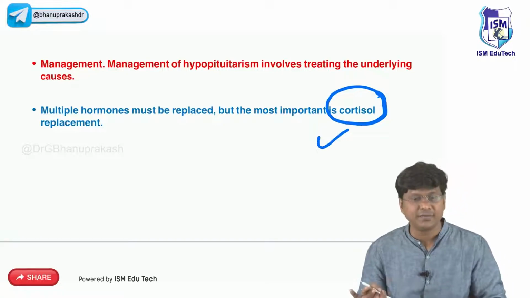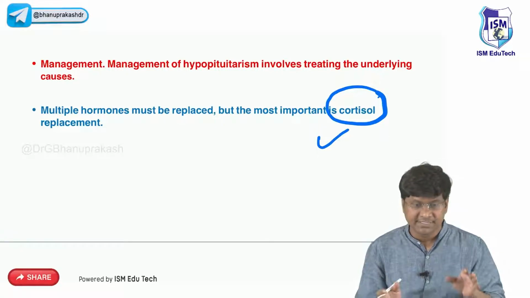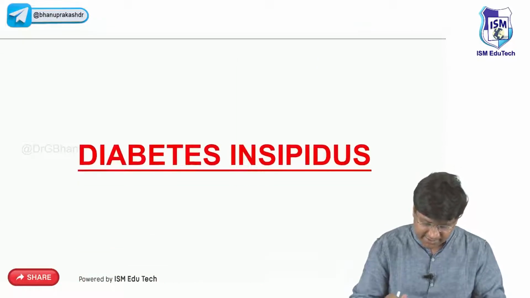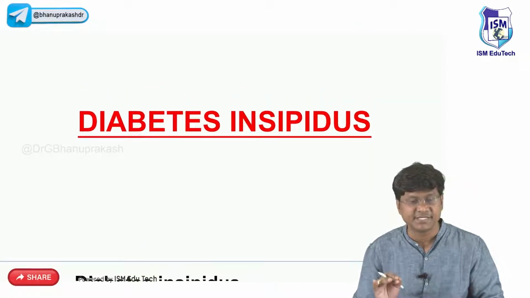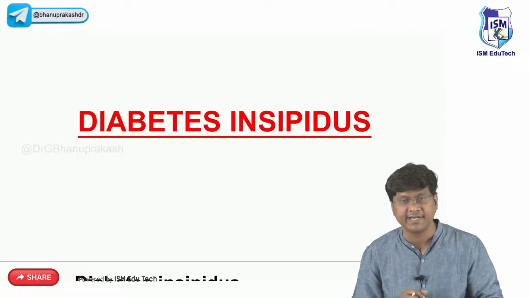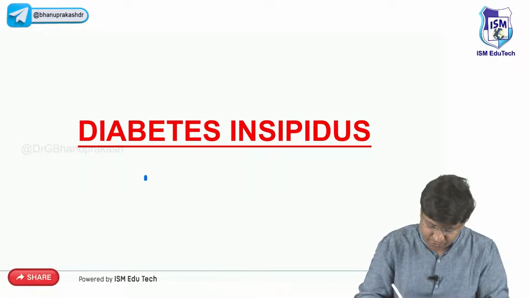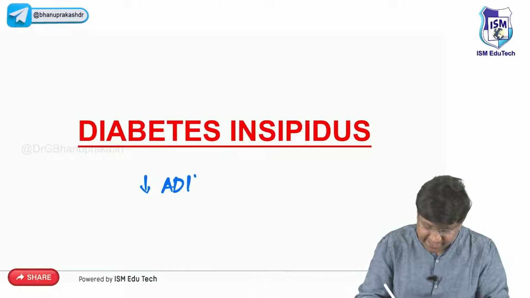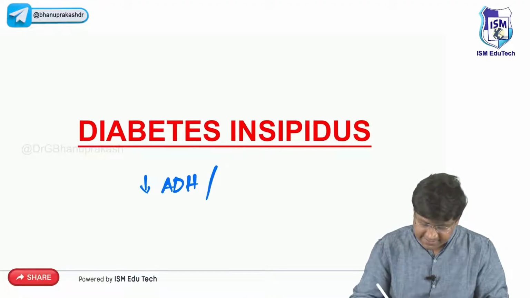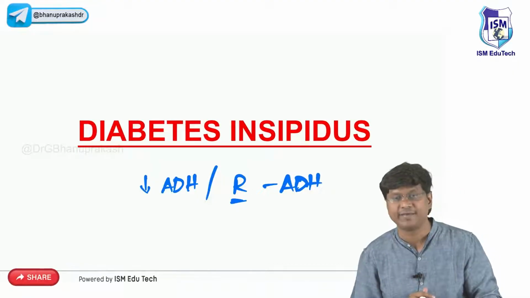Now, once we are done with the topic of hypopituitarism, the other important pituitary disorders are diabetes insipidus and syndrome of inappropriate antidiuretic hormone. Now, what is this diabetes insipidus? It is a clinical scenario where there is a decrease in your antidiuretic hormone or there is resistance to the antidiuretic hormone. That is what is your diabetes insipidus.